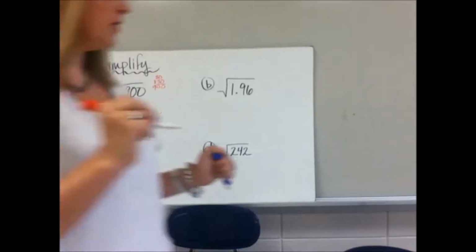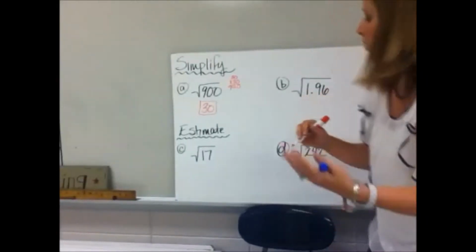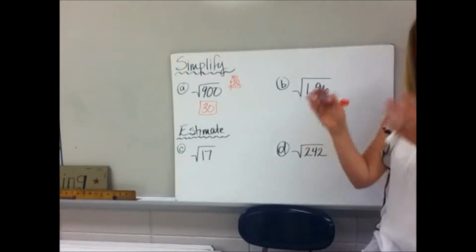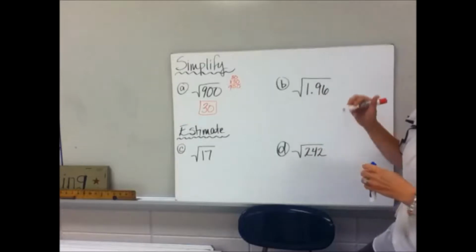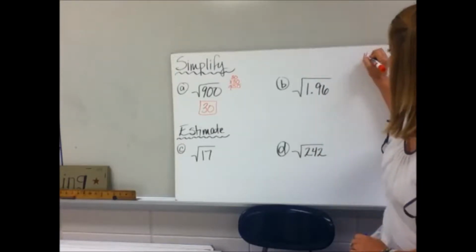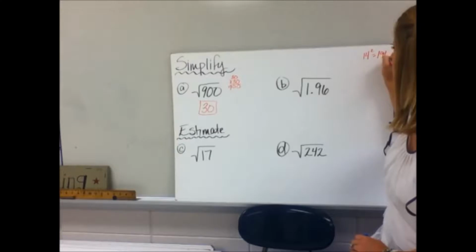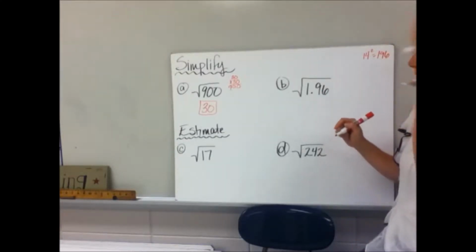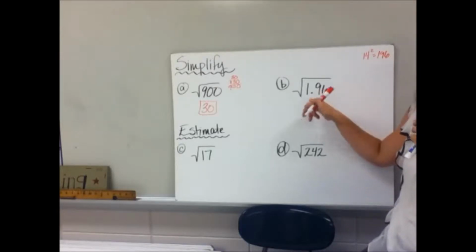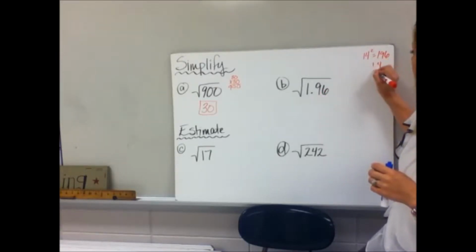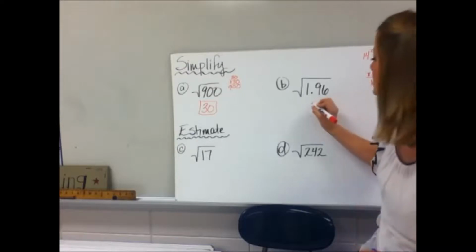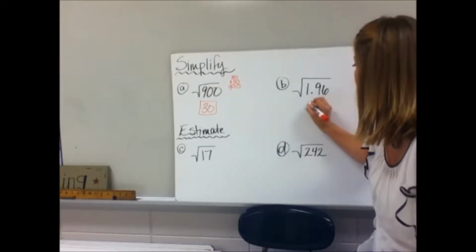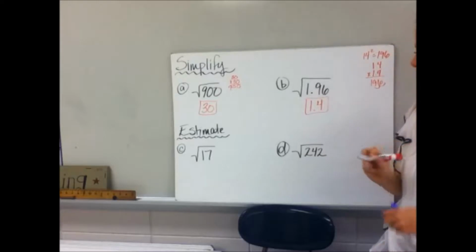For B, 1.96. What should be coming to your mind, looking back at your cheat sheet of common perfect squares, you know that 14 squared is equal to 196. So there's the digits. I just have to think about decimal placement. Think back to multiplying decimals. It's 2 spots over. So wouldn't that work if you had 1.4 times 1.4? That would be 196, and the decimal comes over 2 places. Therefore, simplified, that is equal to 1.4.